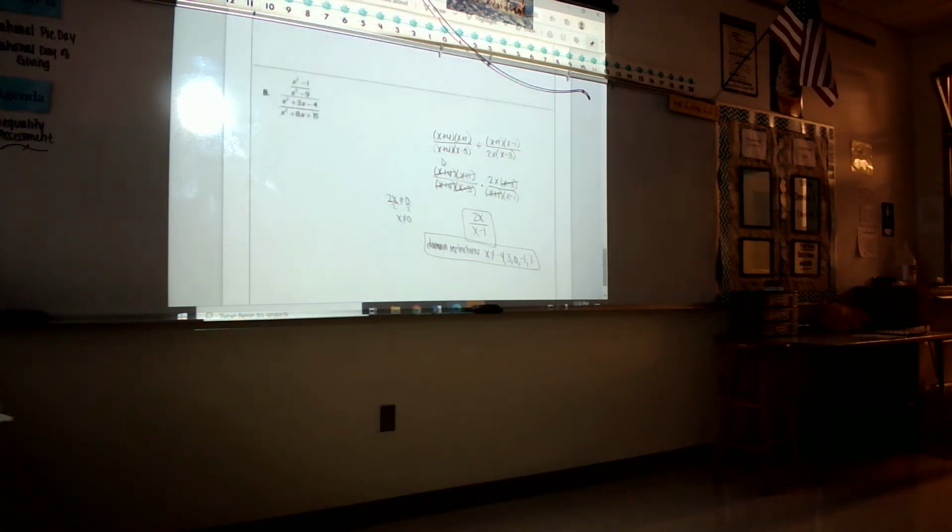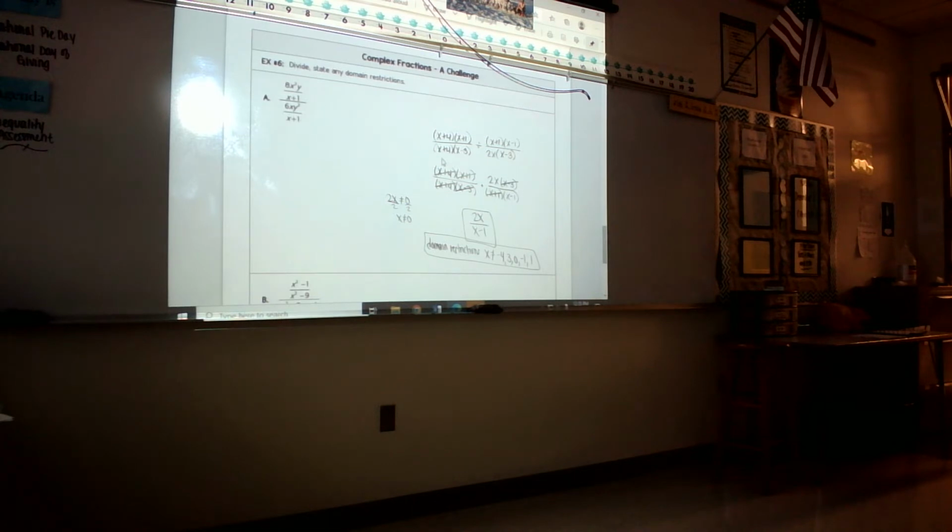I just want to show you the complex fraction. The challenge ones are actually not as challenging as they look. It's really just about setup. So I'm going to show you A, and then I'm going to have you do that multiply, divide, and the complex fraction.